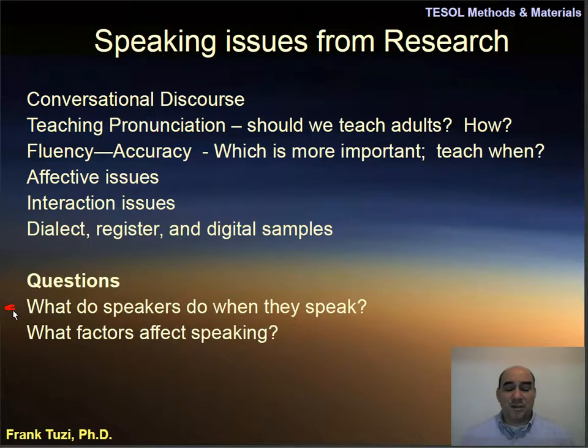Okay, what factors affect speaking? I believe we've talked about a lot of them. Obviously, there are physical elements that affect it. There are cultural elements that affect speaking. And so there are a number of factors that can impact the way people speak. A lot of them are affective. Some of them are cultural. Let's move on.